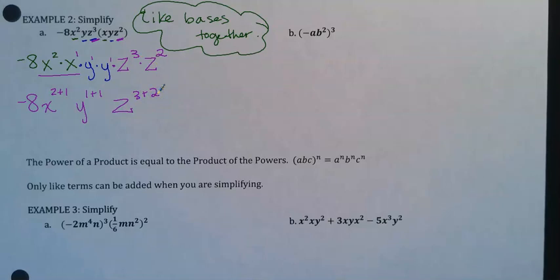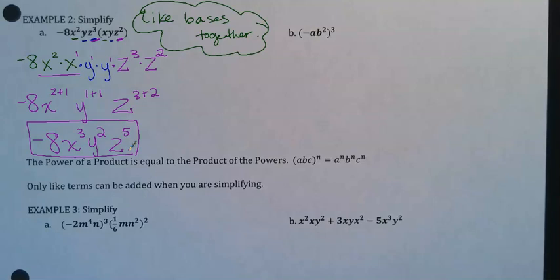When you are doing this at home, you don't have to show me all the addition things once you get the hang of it. Okay, you can just write your final answer, but I'm showing it all to you today. So this is going to be 8x cubed y squared z to the 5th is that simplified problem.